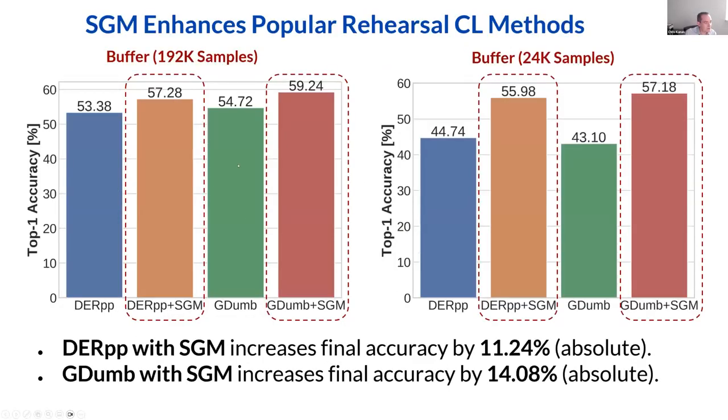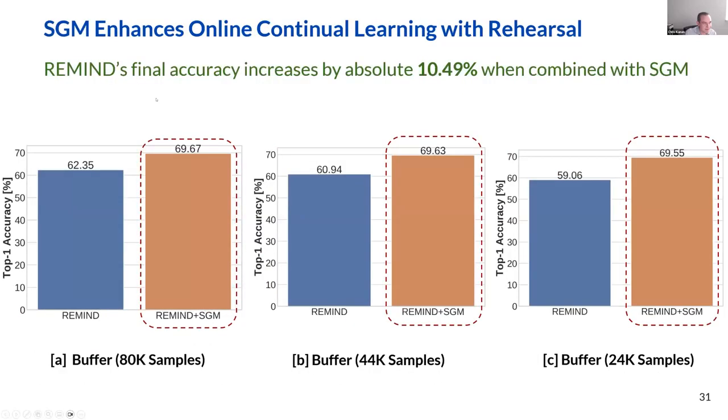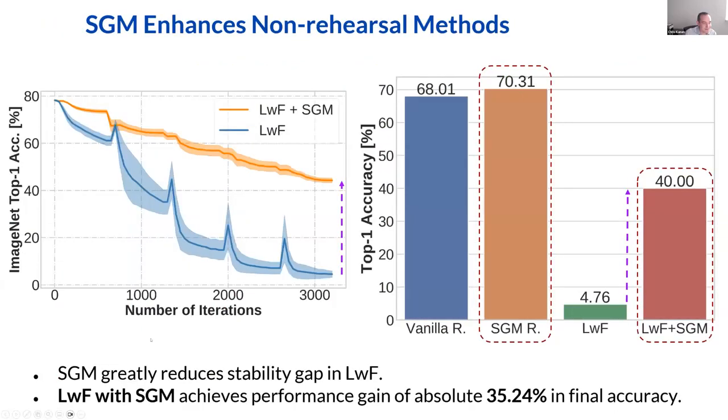It works well across different buffer sizes and increases DER++ and GDumb by 11% and 14%. It also improved MIR's performance a lot across all buffer sizes. And it worked on learning without forgetting, which is a non-rehearsal method. In fact, if you just use it for classic learning without forgetting, it basically fails utterly, but with ours it is now at 40% versus 5%. But rehearsal works a bit better.